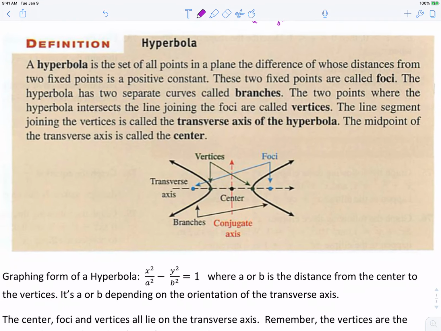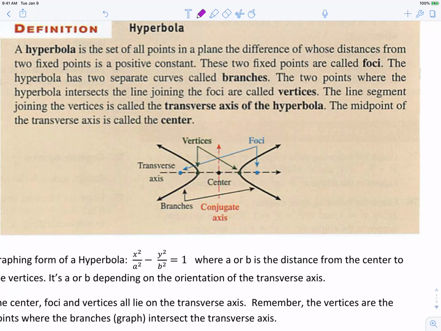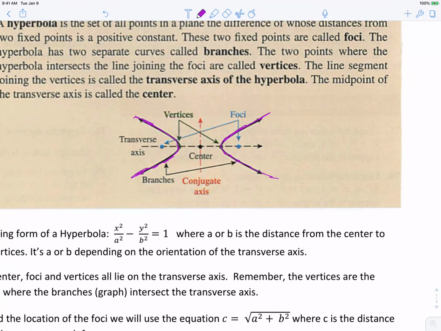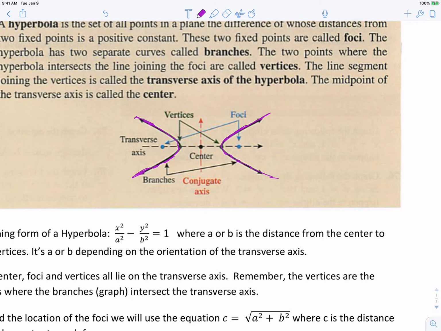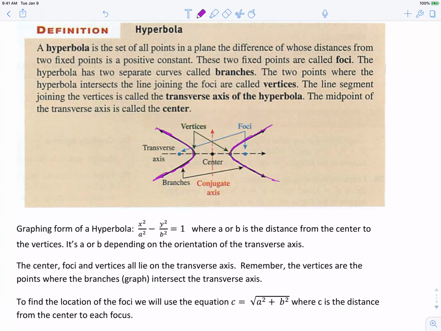So here's our definition of a hyperbola. First of all, there's lots of stuff on this graph, but I just want to trace this. This is the hyperbola, just this. These are called the branches, okay? The two parts I traced in purple, that's the graph. All the other stuff is just an aid to help you graph. And we're even going to throw some asymptotes on there as well to help us. So this is the graph of a hyperbola.